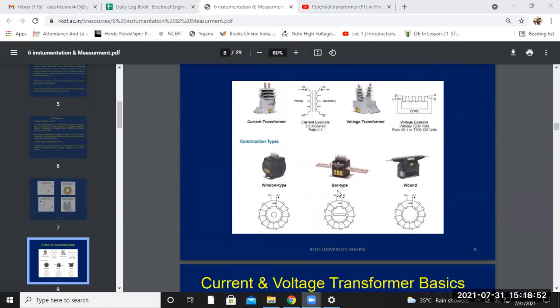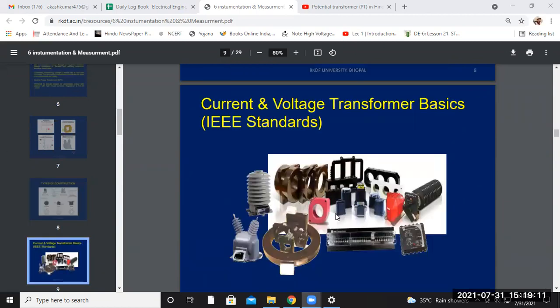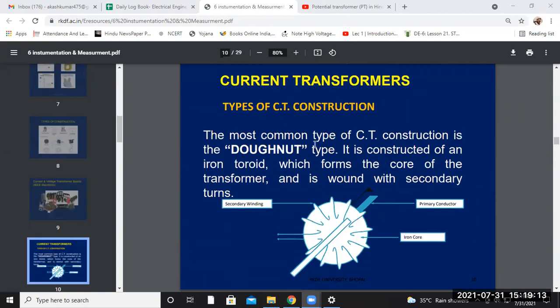So construction. This is the window type. This is the bar type, and this is the window type. This looks like a toroid. All these things look like a toroid. Okay. Window type, because of this core part. This is a circular portion. This is the rectangular portion. This is the air core part. Okay. So these are some types of construction of the instrument transformer. These are some examples.